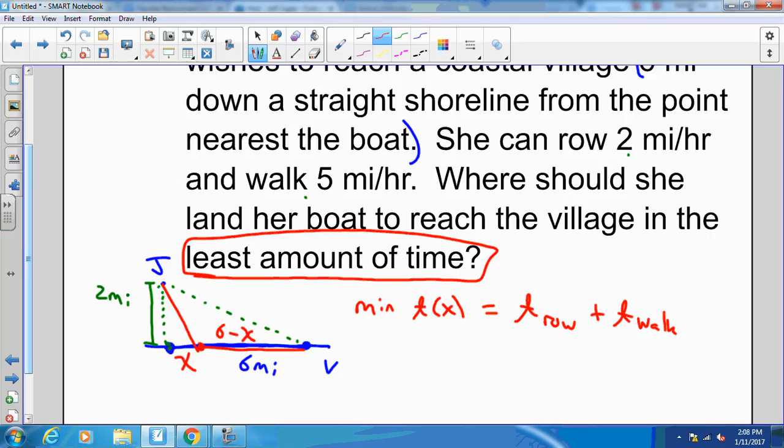Let's do the easy one first. The amount of time that she's going to take to walk is going to be the distance that she walks divided by the rate that she walks at. And the distance that she walks is 6 minus x. And the rate that she walks at is 5 miles per hour.